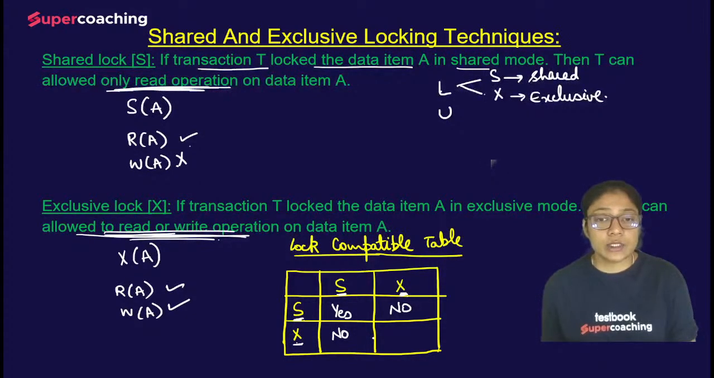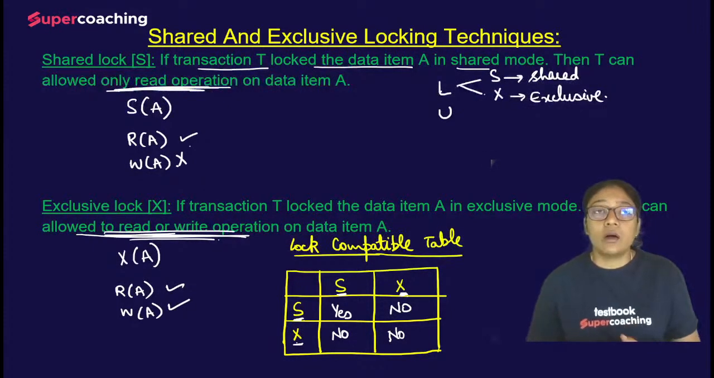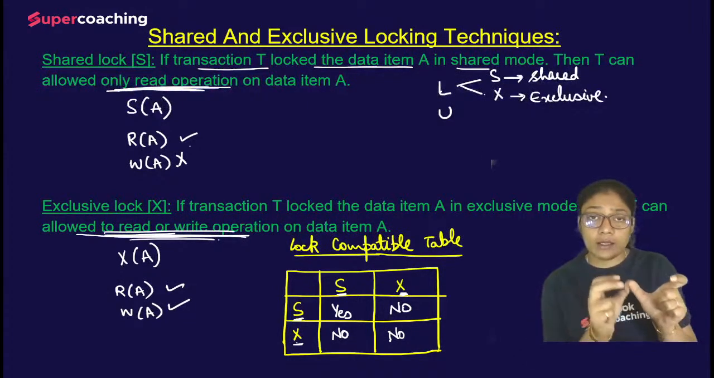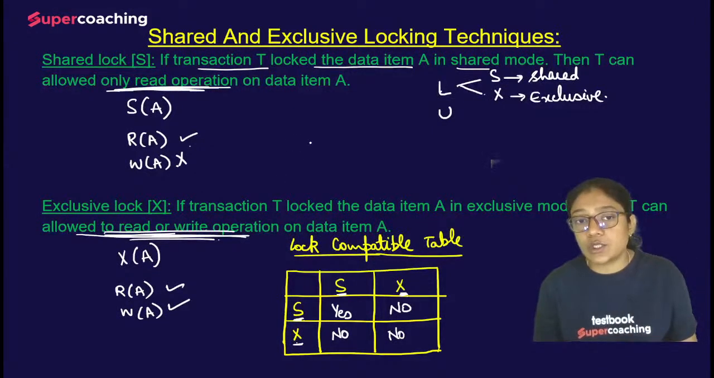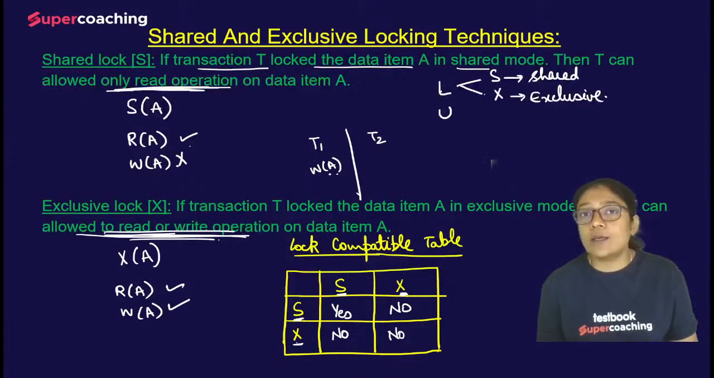Two transactions want to update the database at the same time. Should it be allowed? No, it shouldn't be allowed. Just consider you are updating some value and another transaction is also updating the value. So the change that the first transaction made will be lost. This one has written the value of the data item A. This one is also writing the value of the data item A. So the value that this one wrote, will it exist?